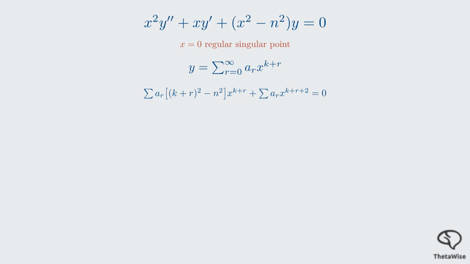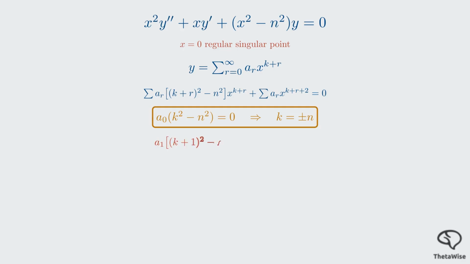The lowest power gives a sub 0 times k squared minus n squared equals 0. Hence, k equals plus or minus n. The next power gives a sub 1 times (k plus 1 squared minus n squared) equals 0, and the notes take a sub 1 equal to 0. Comparing the coefficient of x to the power k plus r plus 2 gives a sub r plus 2 times (k plus r plus 2 squared minus n squared) plus a sub r equals 0.